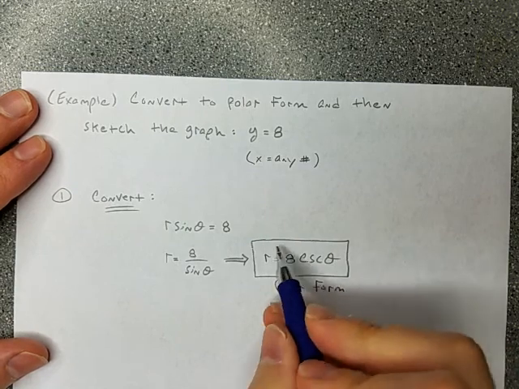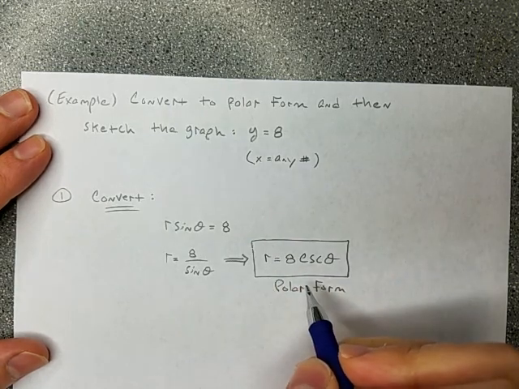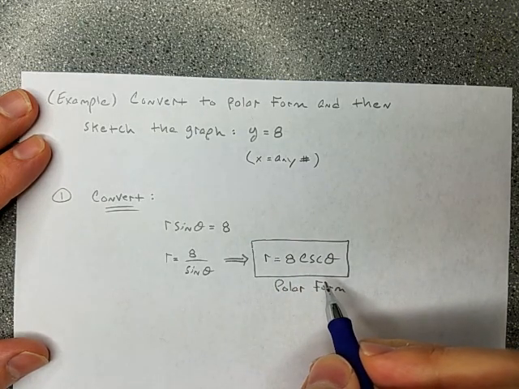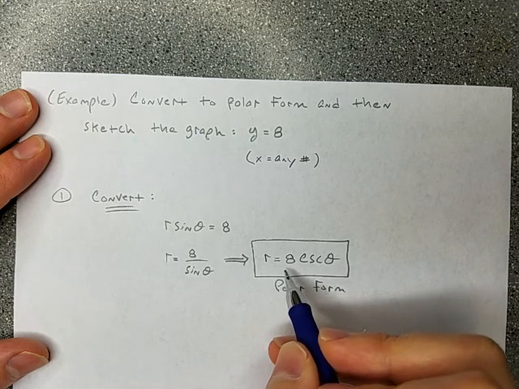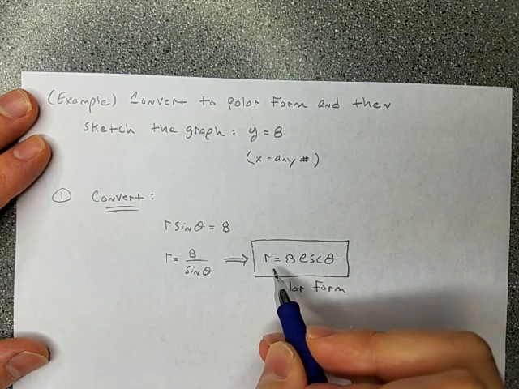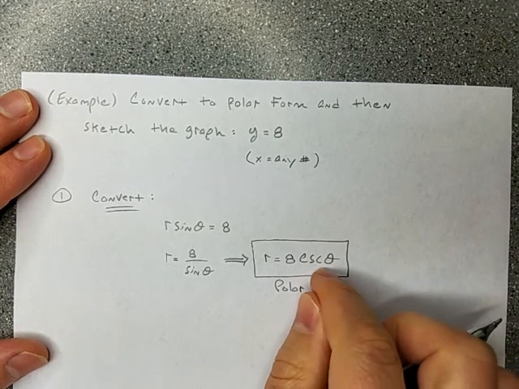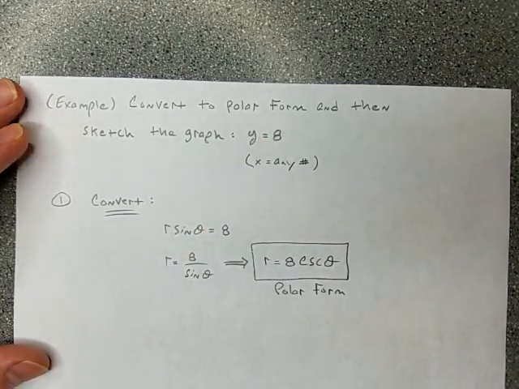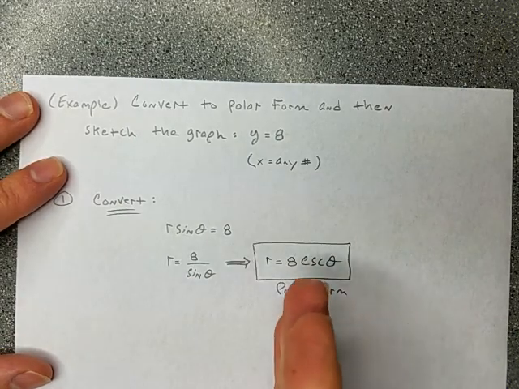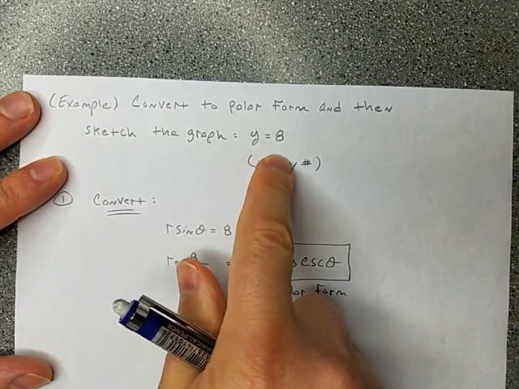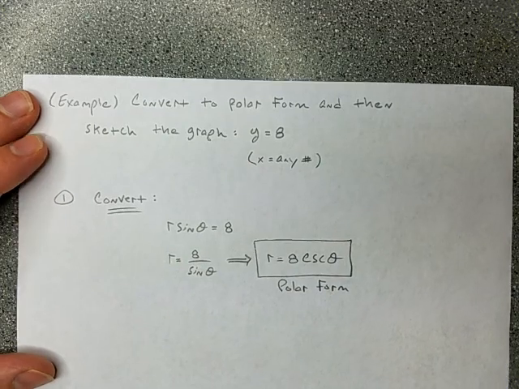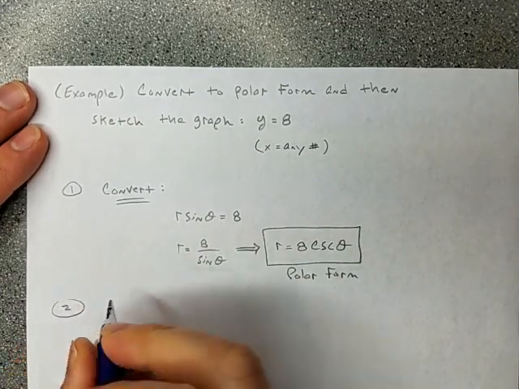Now, you will see these as we go through and do other things with polar coordinates. You'll see equations like r is equal to a number times cosecant, or r is equal to a number times secant. Those will be horizontal and vertical lines in general. Okay. What about this one? I already told you this one is a horizontal line. So let's go ahead and talk about the graph.